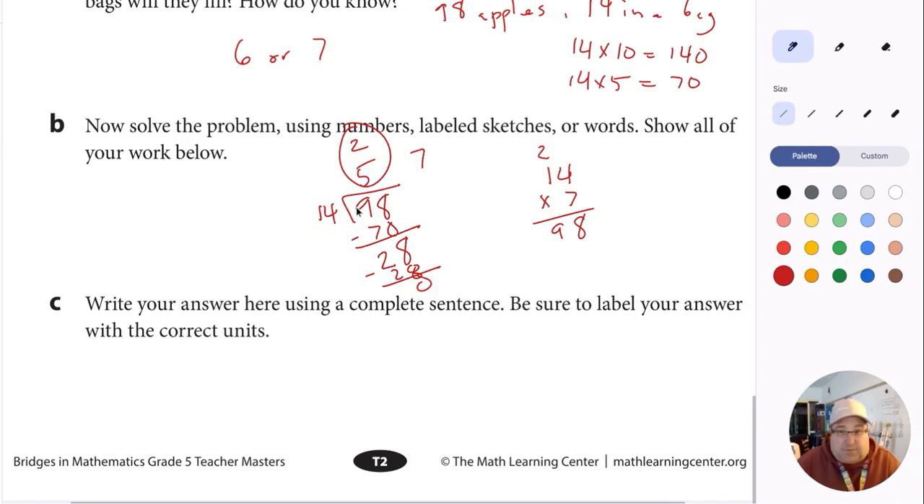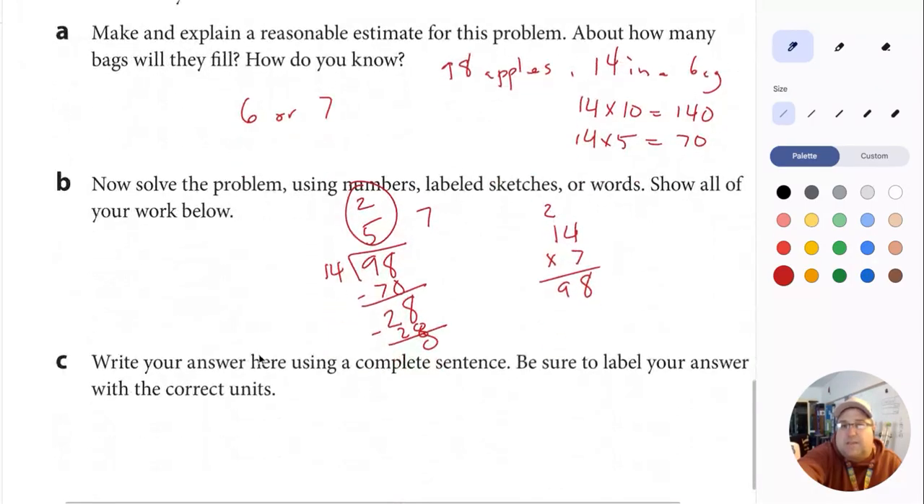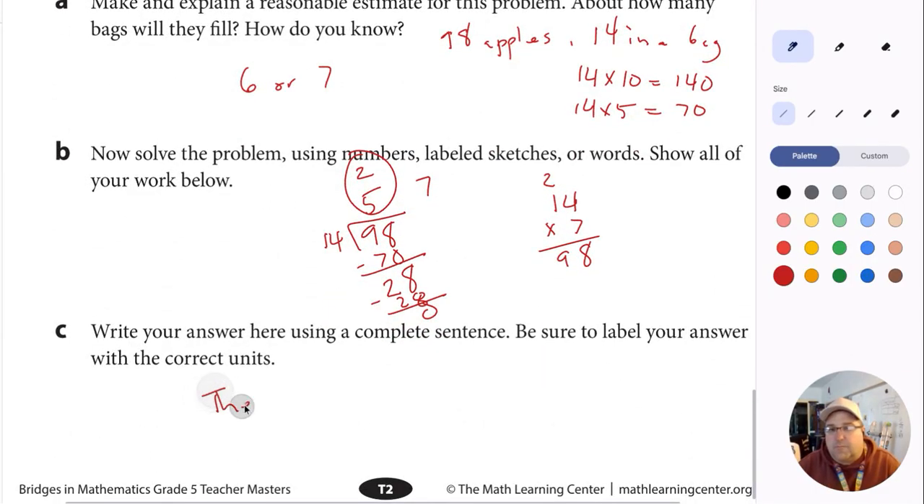I'll be honest with you, I can see the work here. So, yeah. It doesn't say show our work there. And then just label it with the correct units. It's funny because in the answer key, they showed their work. Oh, no, I need to scroll down. That's what it is. There we go. So what was our answer? Our answer was 7. So how many bags can they take? How many full bags? Yep. They will have 7 bags of apples.